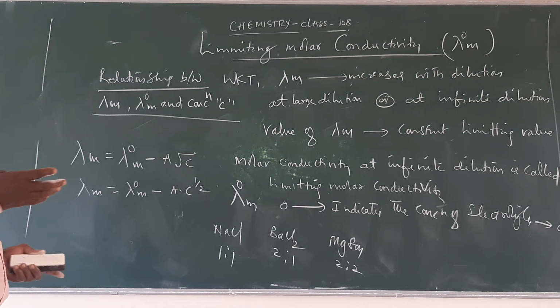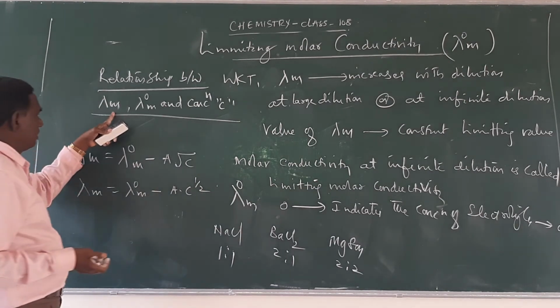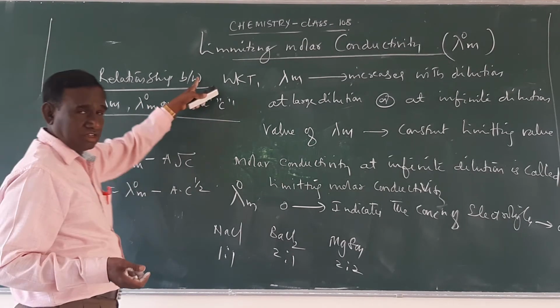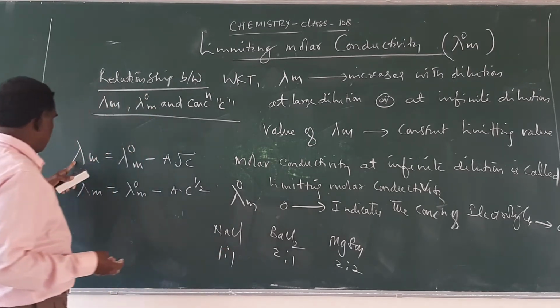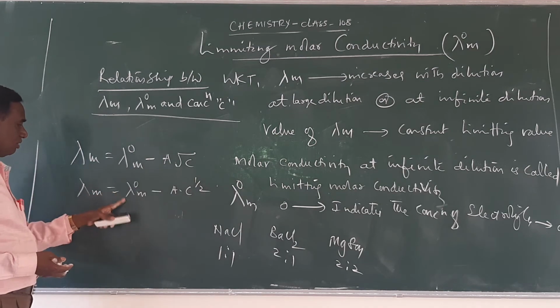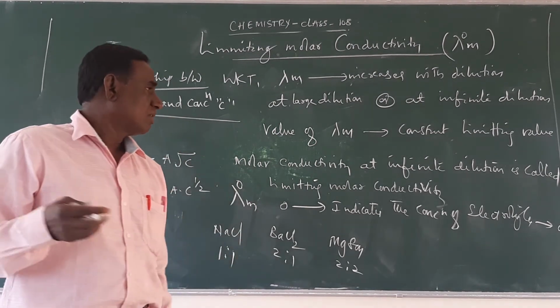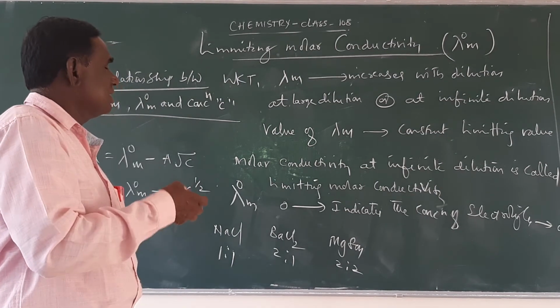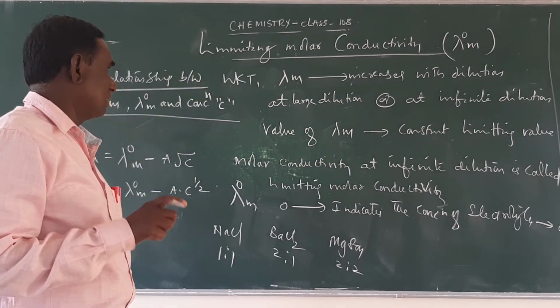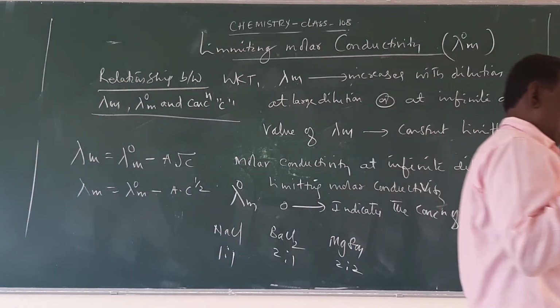So this is how we can explain the relationship between molar conductivity, limiting molar conductivity, and the concentration of the electrolyte: lambda is equal to lambda naught minus A into root C, or lambda is equal to lambda naught minus A into C to the power of half, whichever you take. So this is one topic, the variation of conductivity with respect to dilution.